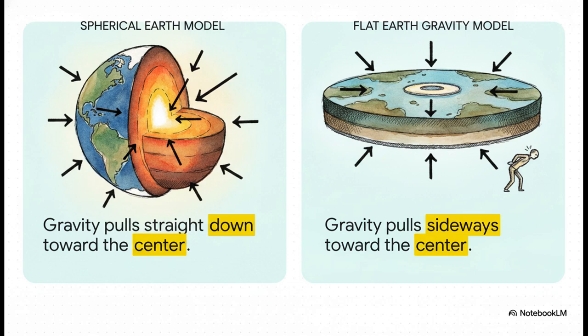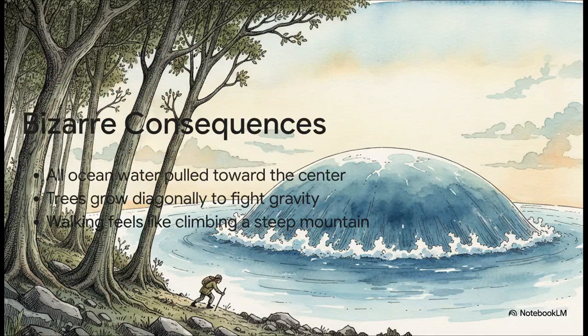In the dead center of the disk, sure, it pulls you straight down. But as you start walking toward the edges, gravity wouldn't just pull you down anymore. It would literally start dragging you sideways, violently pulling you right back toward the center. And the consequences of that sideways gravity?